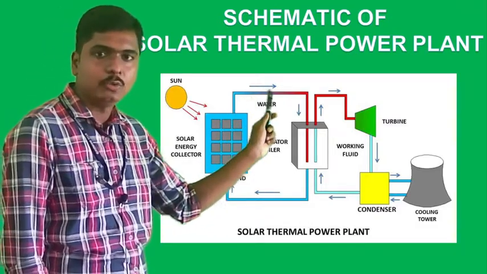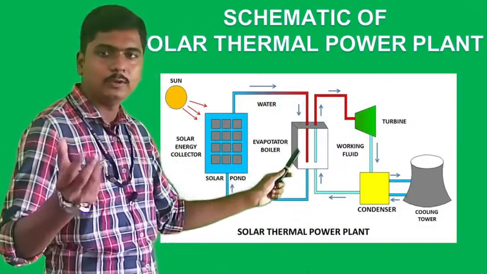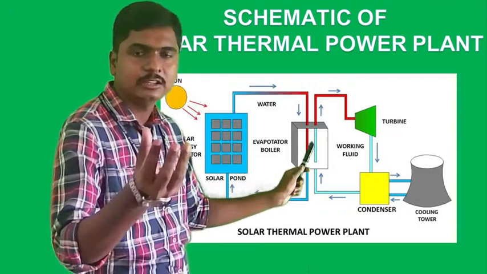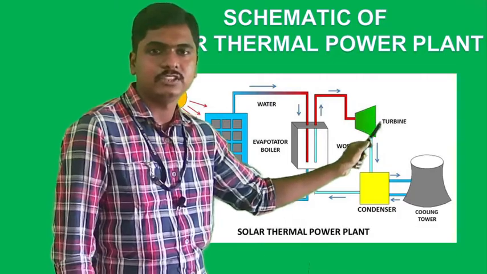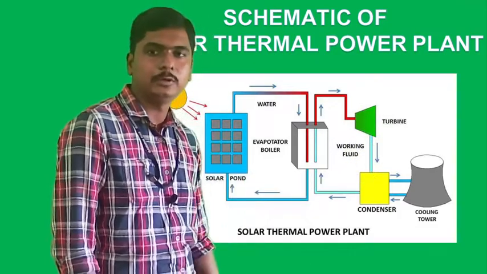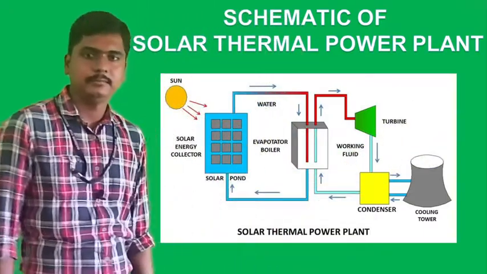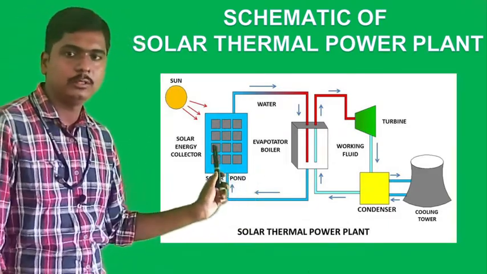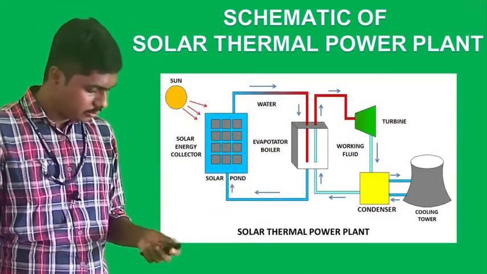Then that water is supplied to the evaporator. In the evaporator we will burn the fuel and further increase the temperature of this water, and we will get steam. Then that steam is supplied to the turbine. From this turbine we get mechanical work output, and if we put a generator over here, we will get electricity. Clear? In this way we are able to use solar energy to get electricity. So this is all about the solar power plant.